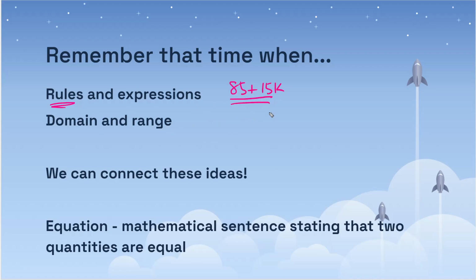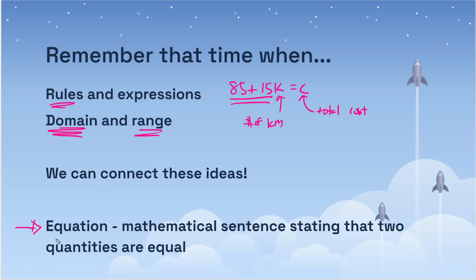Well, this expression only has a domain, right? Because it only has the number of kilometers. We don't have a total cost. So if we add an equal sign and a C, now we have a range. This is our total cost. And this is how we connect the ideas of a rule with domain and range.